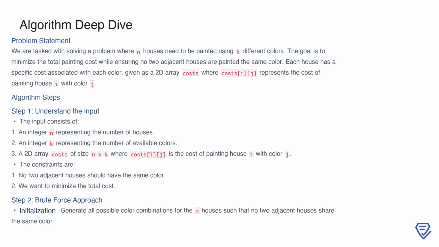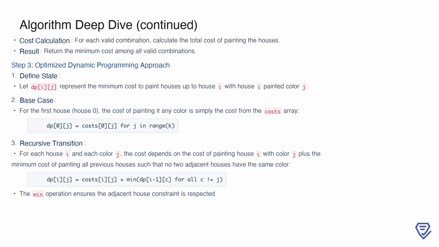Once we have the valid combinations, we calculate the total painting cost for each of them and return the minimum cost. However, this approach is computationally expensive, especially as n and k grow large, making it impractical for larger inputs. This motivates the need for a more efficient solution using dynamic programming. To optimize the solution, we use dynamic programming.